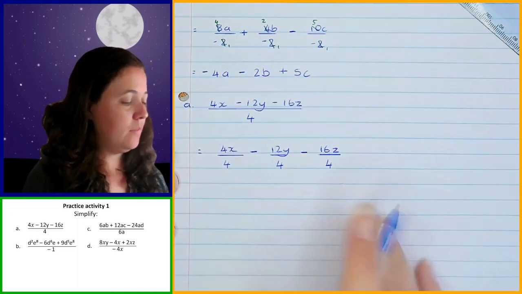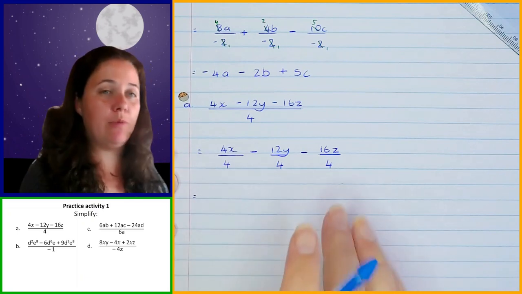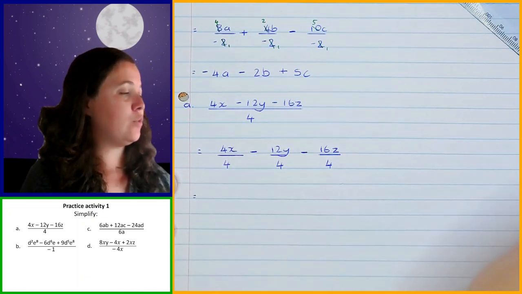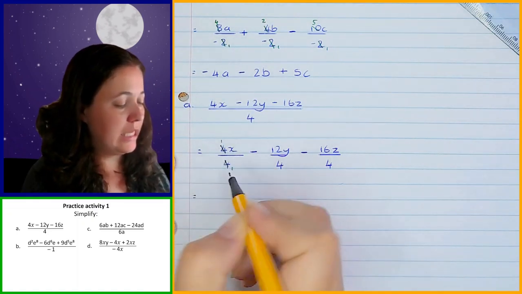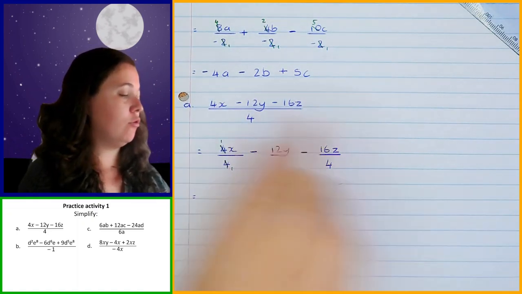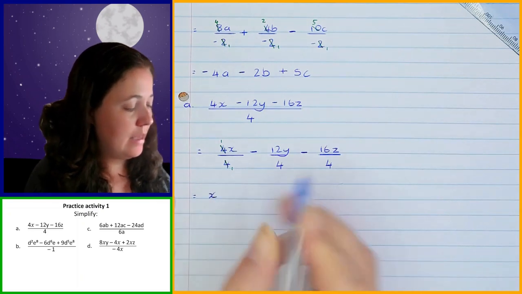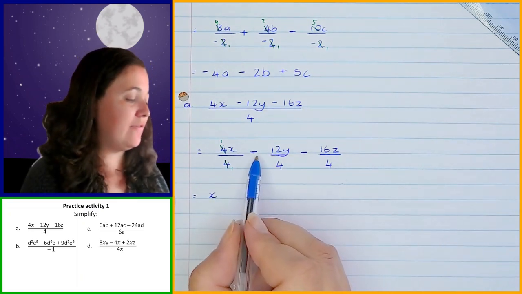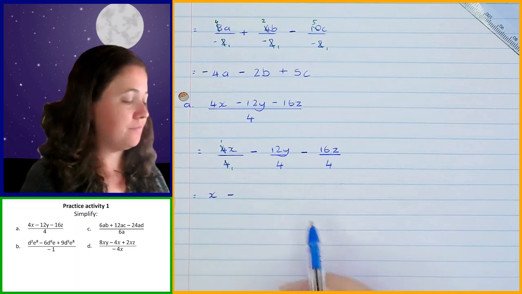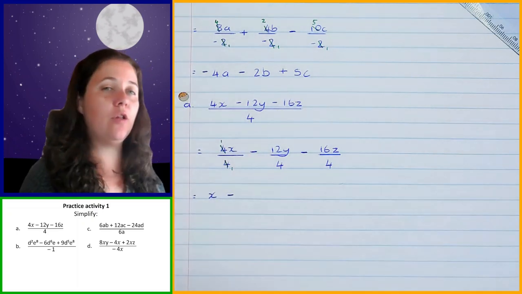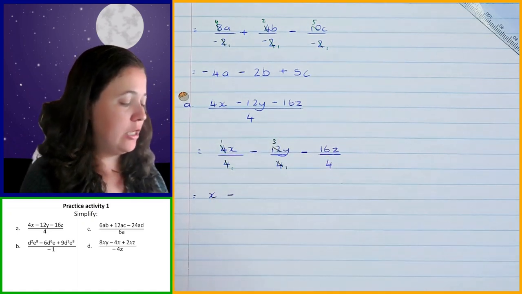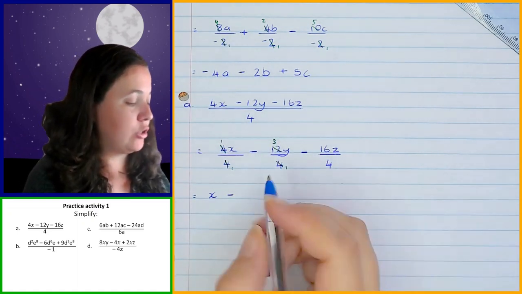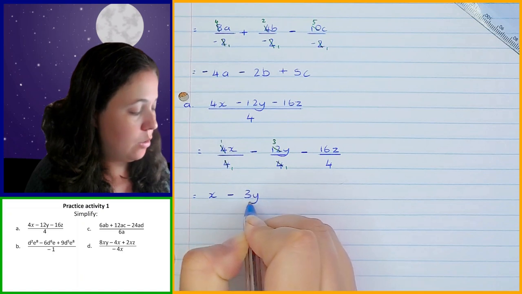Okay, so now we're going to simplify. For the first one, 4x over 4, the 4s can cancel, giving me 1x over 1, or just x. Then I've got a negative divided by a positive is negative, and I have 12 over 4. 4 goes in there once, 4 goes in there 3 times. So that gives me 3y, so I have negative 3y.